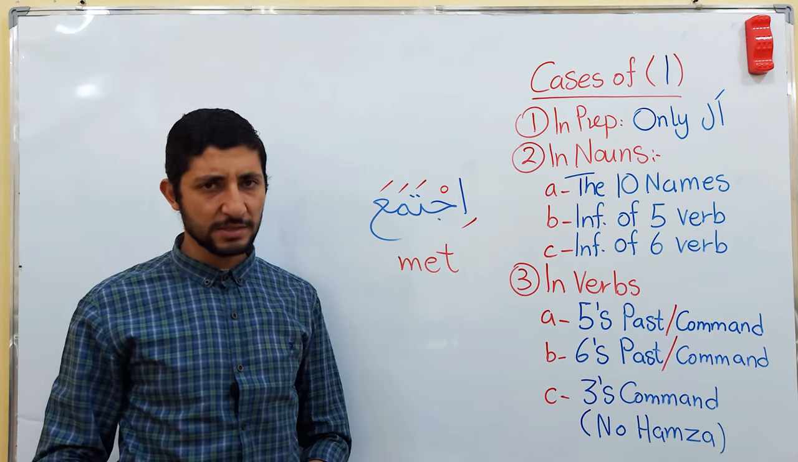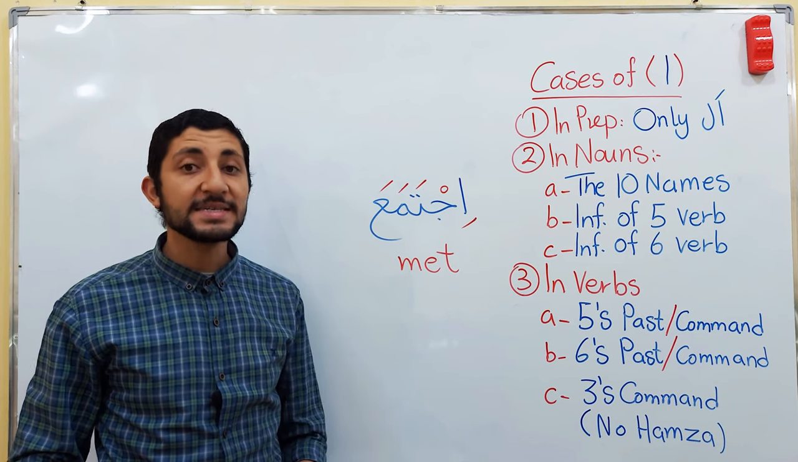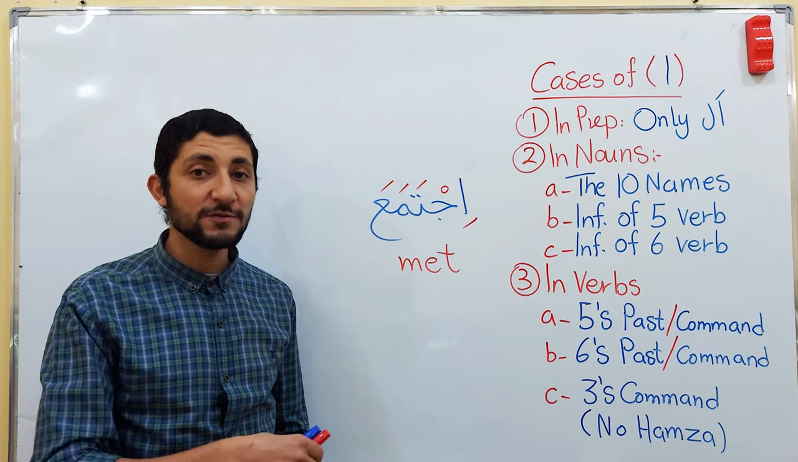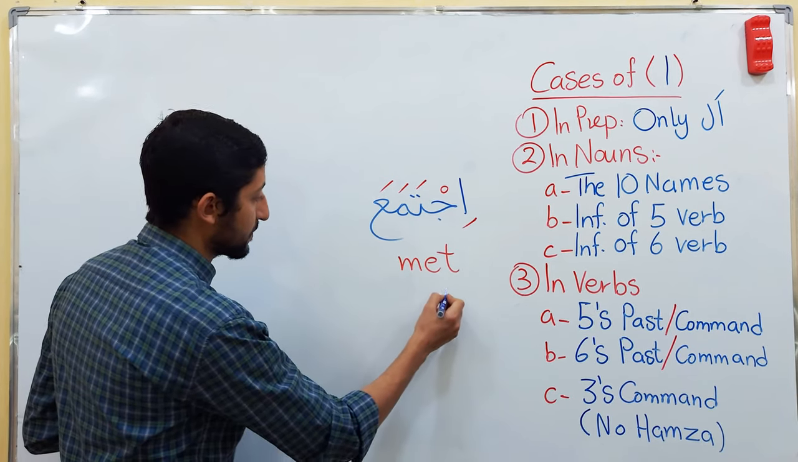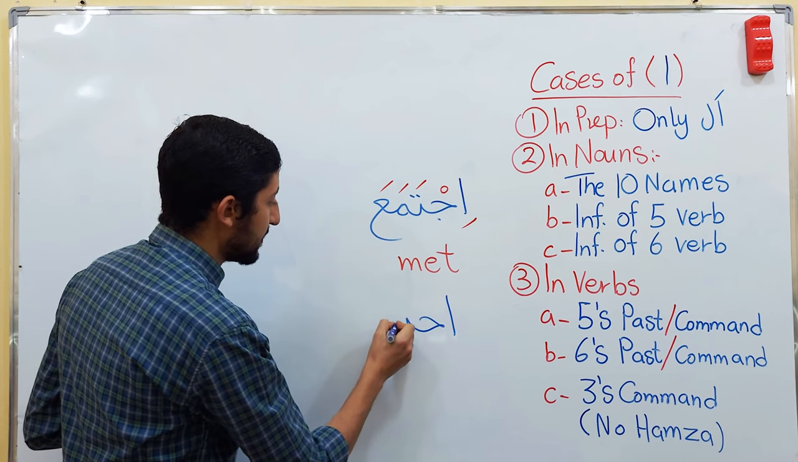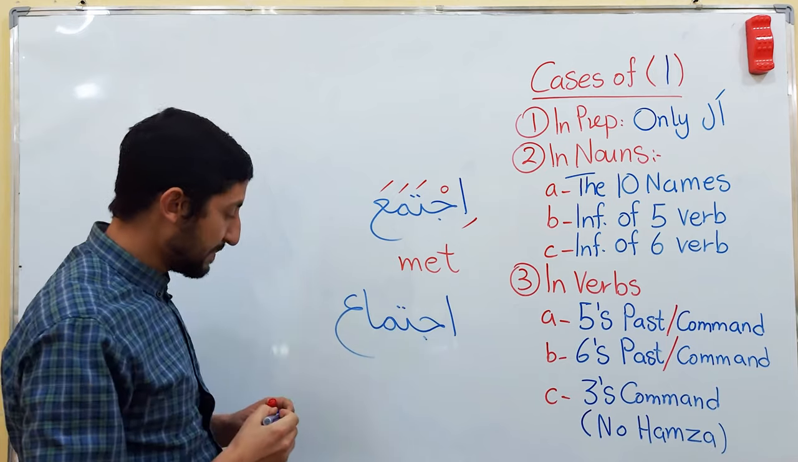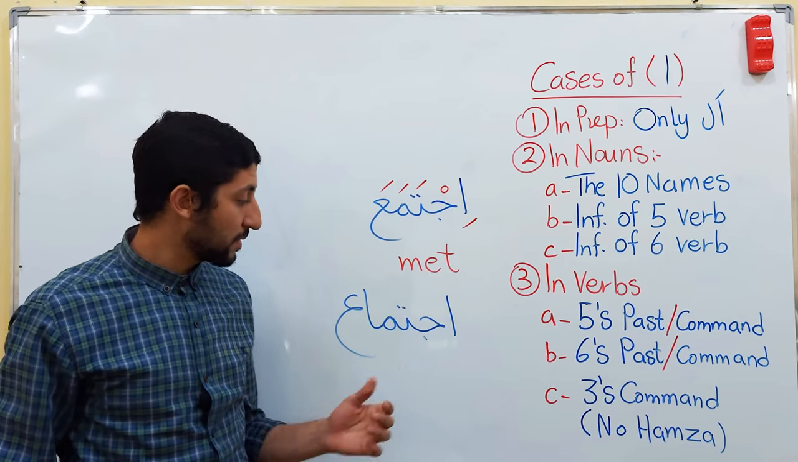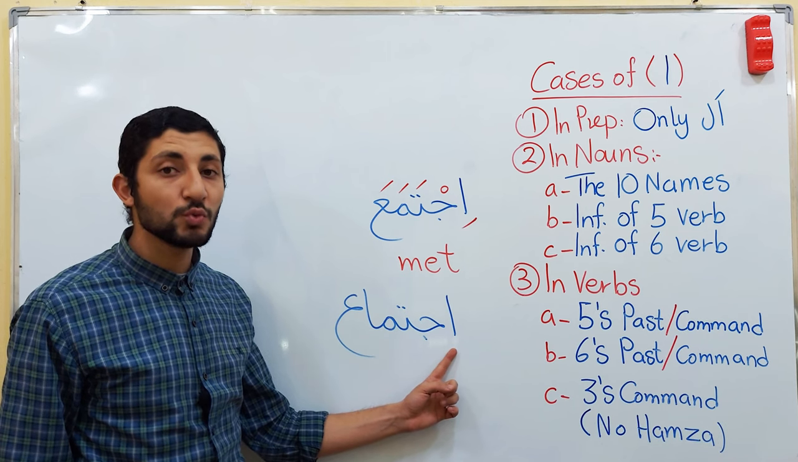What is the infinitive in Arabic? The infinitive or المصدر is a noun from which this verb is extracted. This is the noun. اجتماع means meeting. So the infinitive itself begins with همزة وصل.